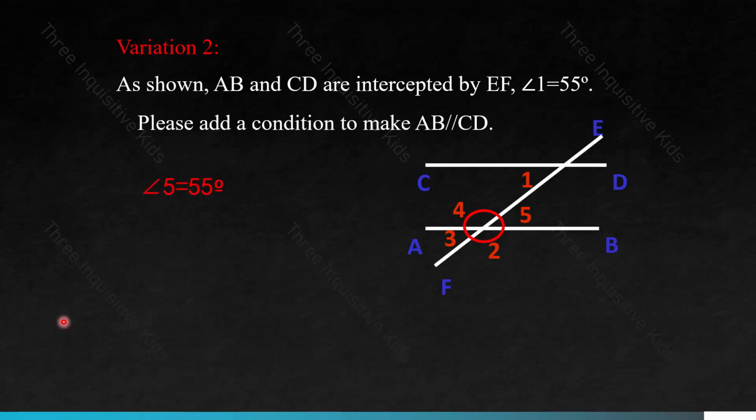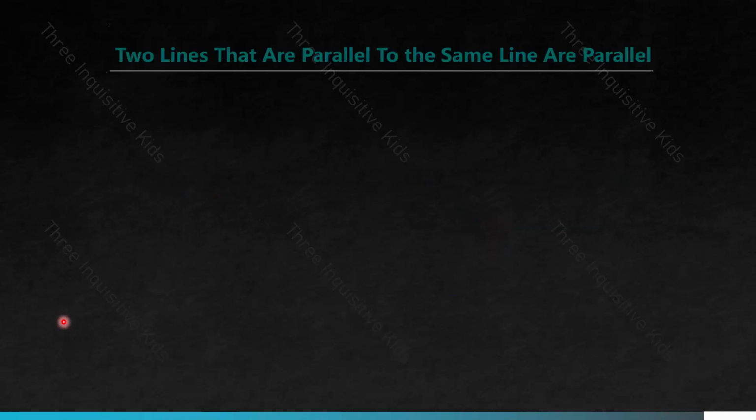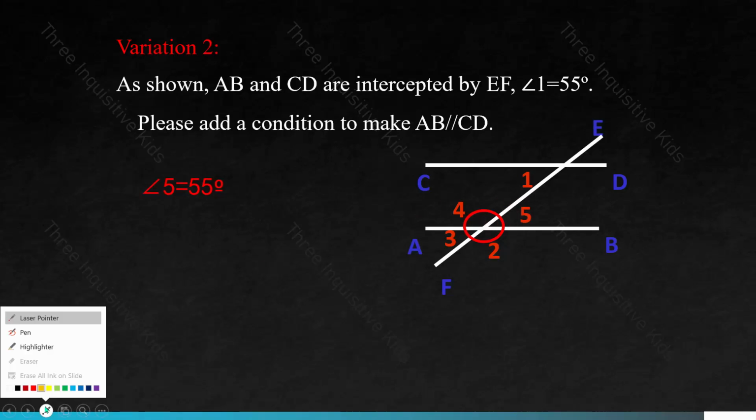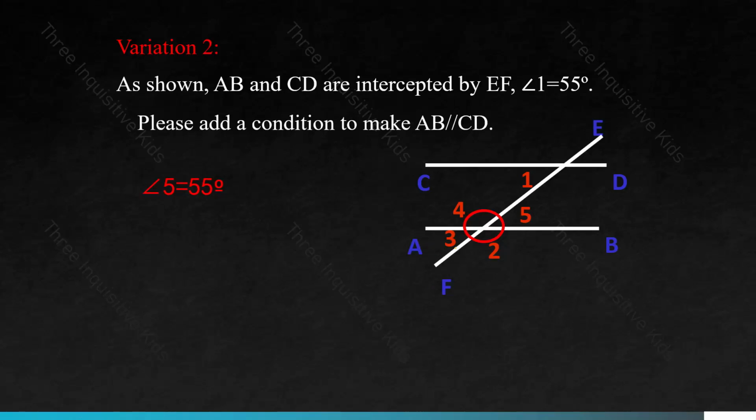Well, any other condition such as if angle 5 was equal to 55 degrees would be a possible condition, but that's not the only answer. If 55 was a condition, using our property of vertical angles, we know that angle 3 would also be 55 degrees. And since angles 1 and 3 are corresponding angles, we know that AB and CD would in fact be parallel.